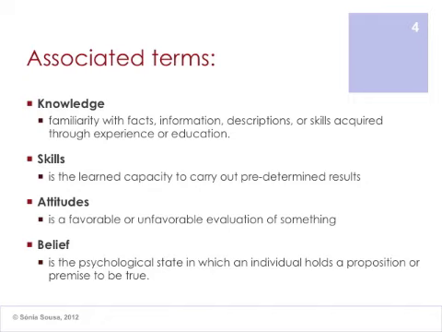Additional associated terms are knowledge, skills, attitudes, and beliefs. Knowledge is the familiarity with facts, information, description, or skill acquired through experience or education. Skills means the learned capacity to carry out predetermined results. Attitudes is a favorable or unfavorable evaluation of something. Beliefs is the psychological state in which an individual holds a proposition or premise to be true.